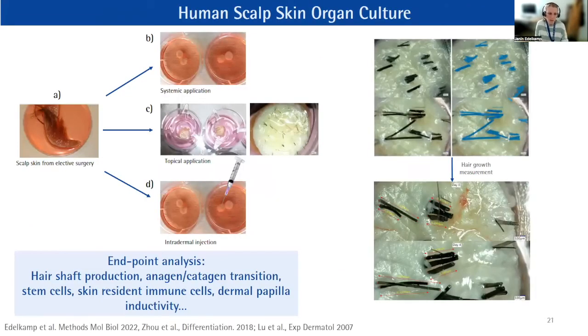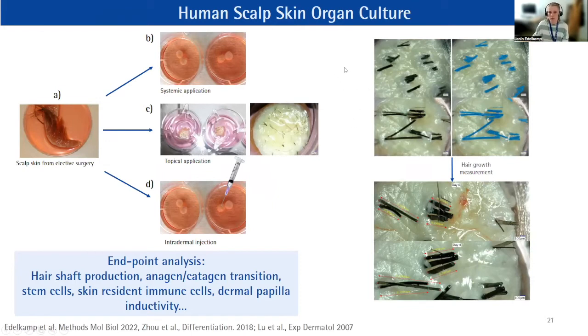The next model I would like to introduce is the human scalp skin organ culture. So, biopsies from scalp skin that was derived from elective surgeries. And one of the biggest advantages that we have here is that we have different modes of application. Whereas in the hair follicle ex vivo organ culture or cell culture, we have only systemic application at hand, we can also perform topical application here or intradermal injection.